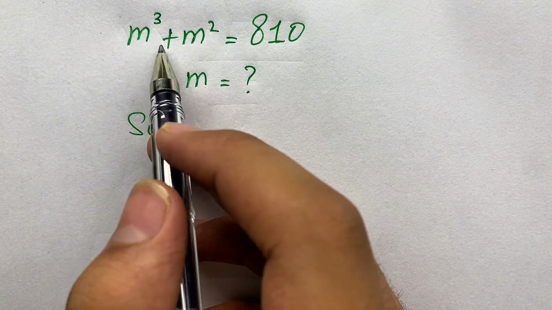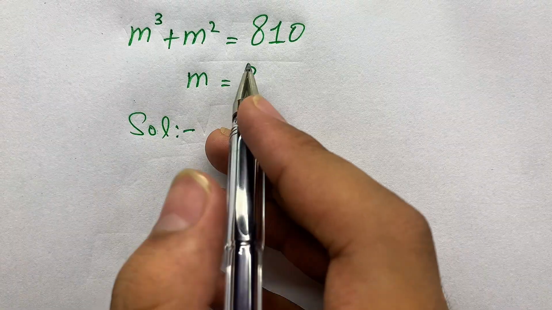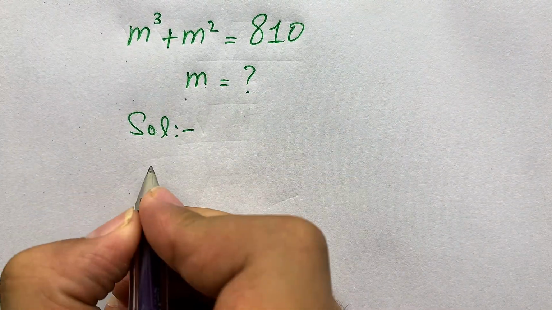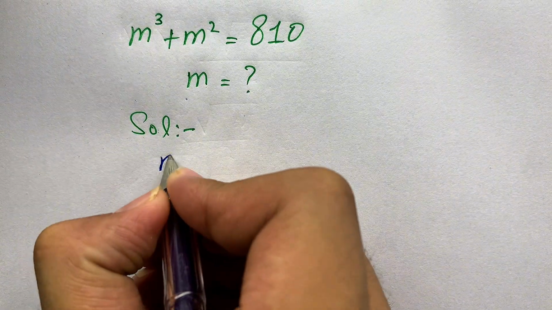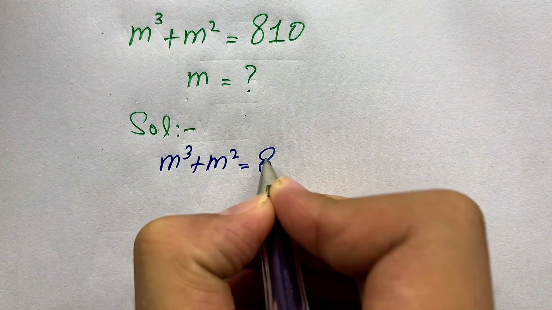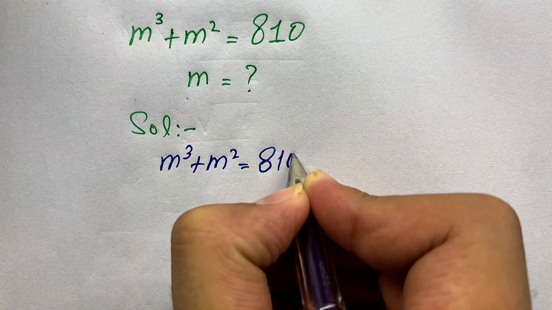m^3 + m^2 = 810. Now we are finding the value of m. We are starting our solution. m^3 + m^2 = 810.